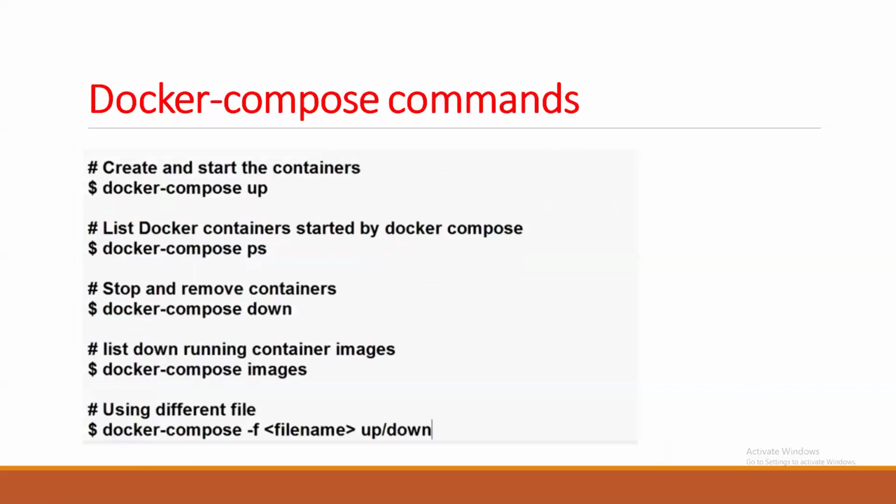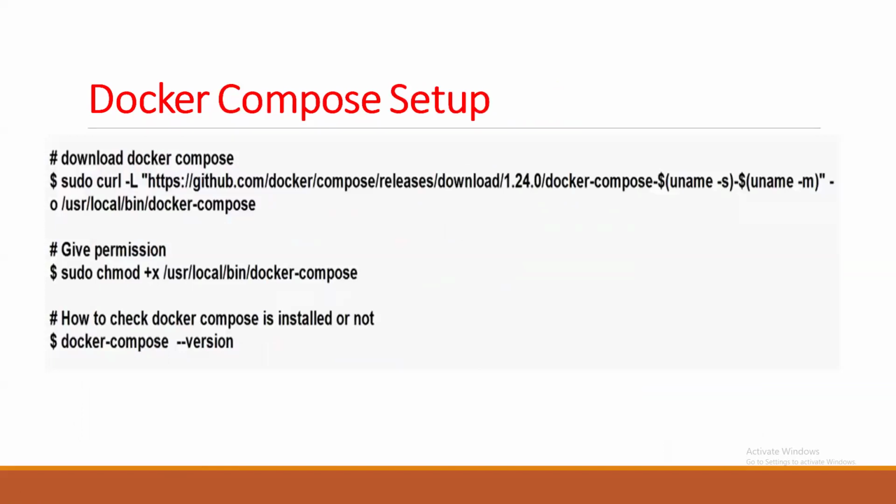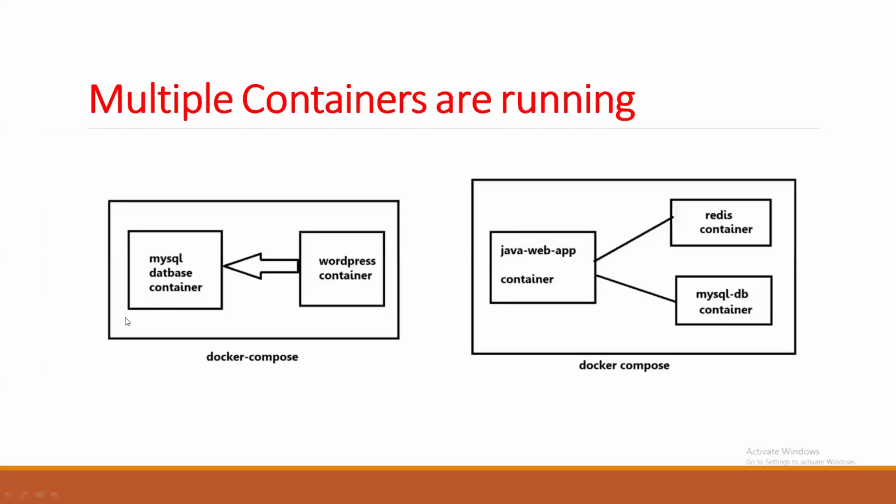The Docker Compose commands are docker-compose up, docker-compose ps, docker-compose down, docker-compose images, and docker-compose -f with the file name for up and down. For the Docker Compose setup, we need to download it. docker-compose -f version. So this is the setup, guys. I will not do anything in Docker Compose. You can search for what Compose is and how you can create Docker Compose files.